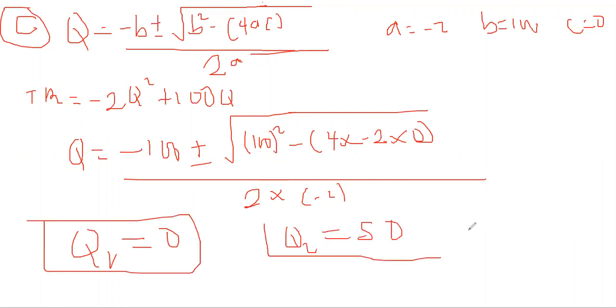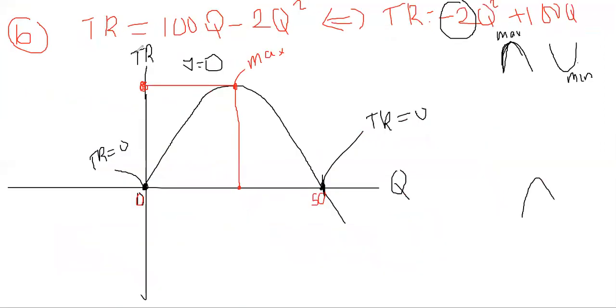We have this. So we go on and solve this. I'm not going further. We have done this. So you will have this. So when quantity is 50, total revenue is 0. When quantity is 0, total revenue is 0. This is the C part.